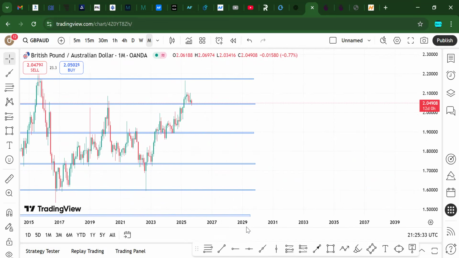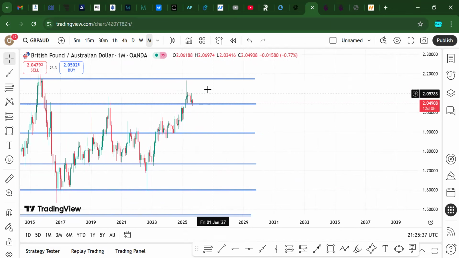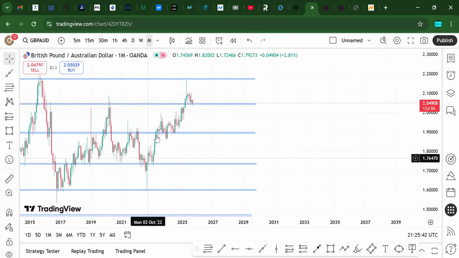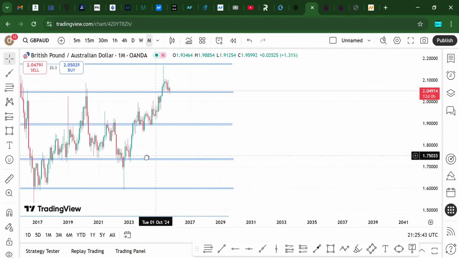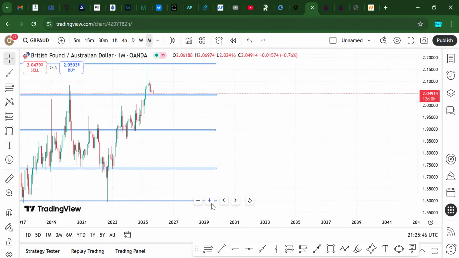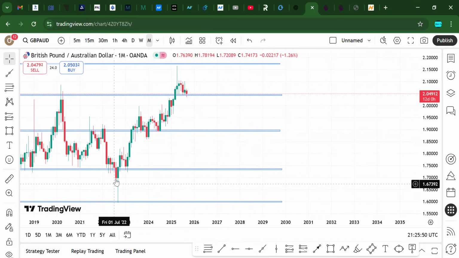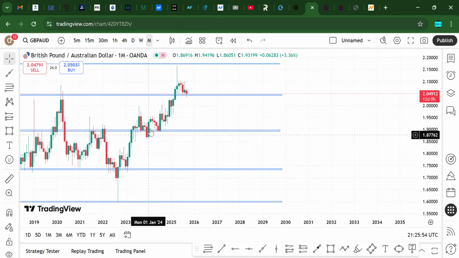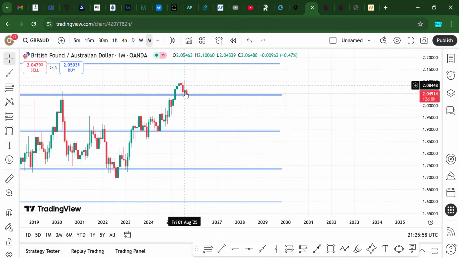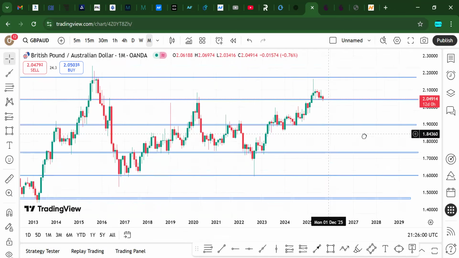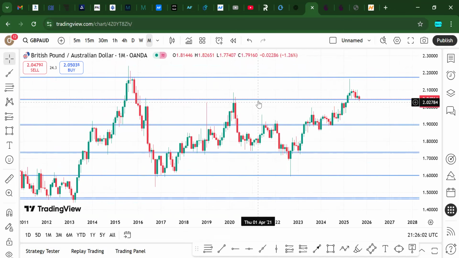So what does that mean? It means that my directional bias would be in the upward direction. What that means is that GBPAUD is currently bullish. If I zoom this in, we can see that the market has been making a series of higher high, higher low, higher high, higher low, higher high, higher low, higher high, currently retraced into a major support zone.